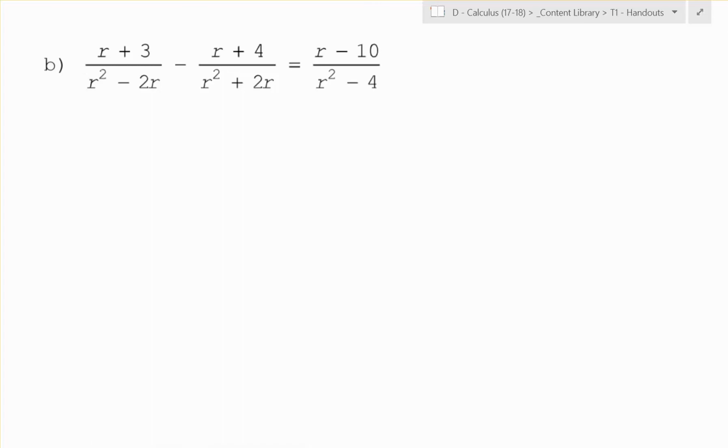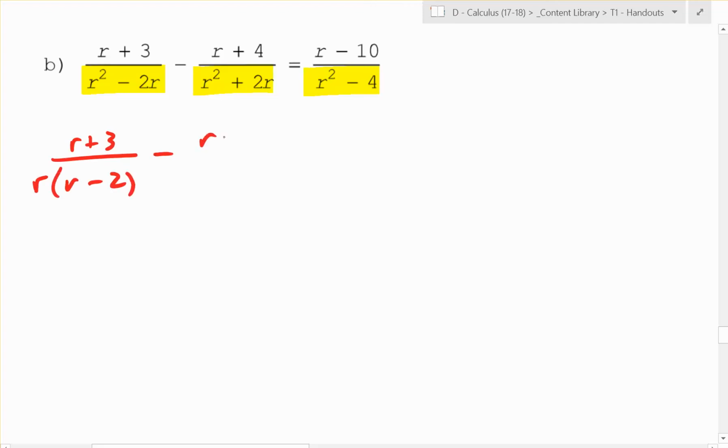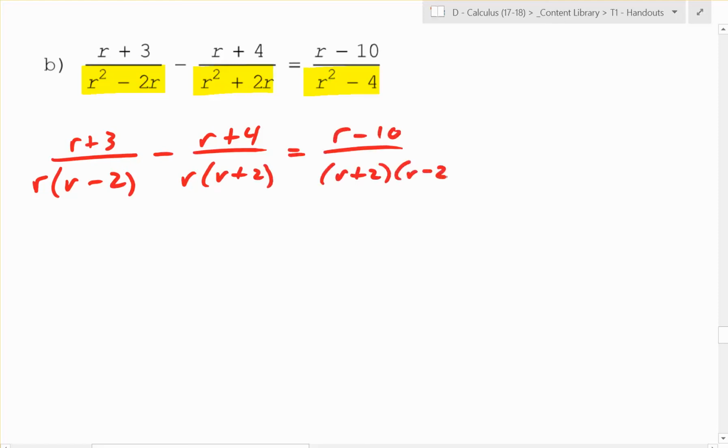And this one looks decently nasty, but remember, always factor first. So if we factor these, what do we end up with for a statement? We end up with r times r minus 2 right there. So then here we have r times r plus 2. And then here we have r plus 2 times r minus 2 because it's the difference of squares. We're trying to figure out what do we multiply by to get rid of all those denominators. What do we multiply by to get rid of all those denominators?